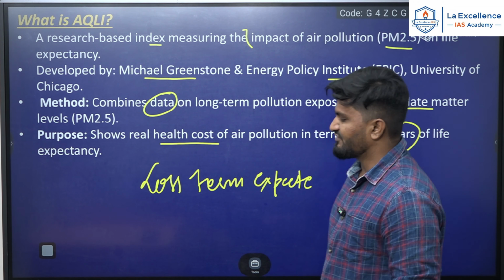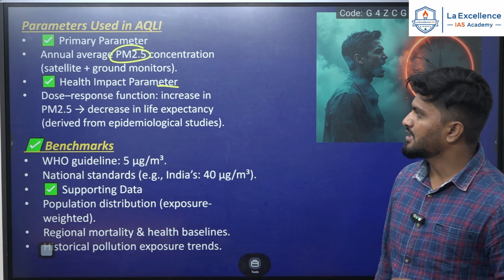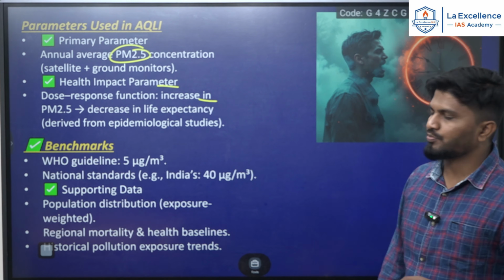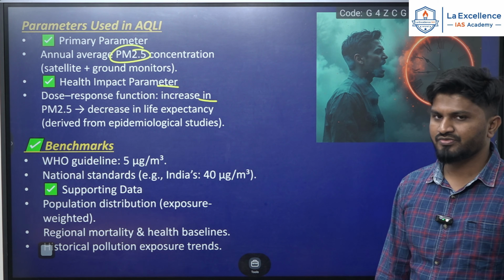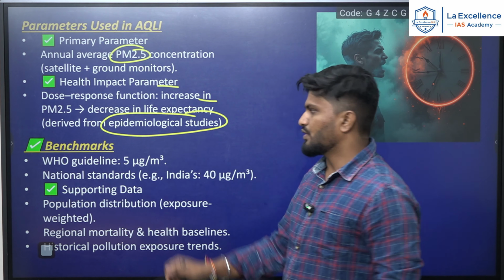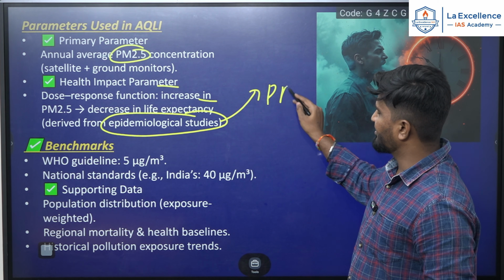Next are the parameters used in the Air Quality Life Index. The primary parameter is the annual average of PM 2.5 concentration, that is satellite plus ground monitors. Next is the health impact parameter, that is the dose response function, where an increase in PM 2.5 results in a decrease in life expectancy, derived from epidemiological studies. What is this epidemiological study? It studies the direct impact of PM 2.5 on life.